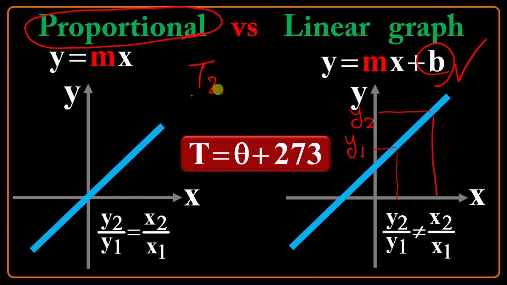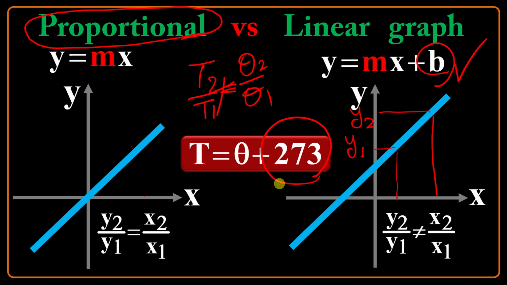Here, T2 over T1 is not going to be equal to theta 2 over theta 1. Why? Because I have, unfortunately, the vertical intercept. And this is different from a proportional relation. It's just linear one, but not proportional. It means that if you multiply theta by 10, for example, you cannot say that I simultaneously have multiplied T by 10. No, it's not true, because we have 273 as the y-intercept. Be careful about such relation.